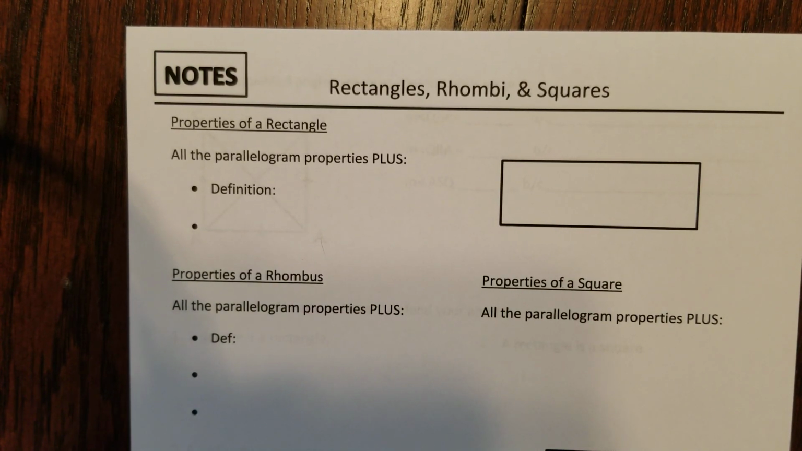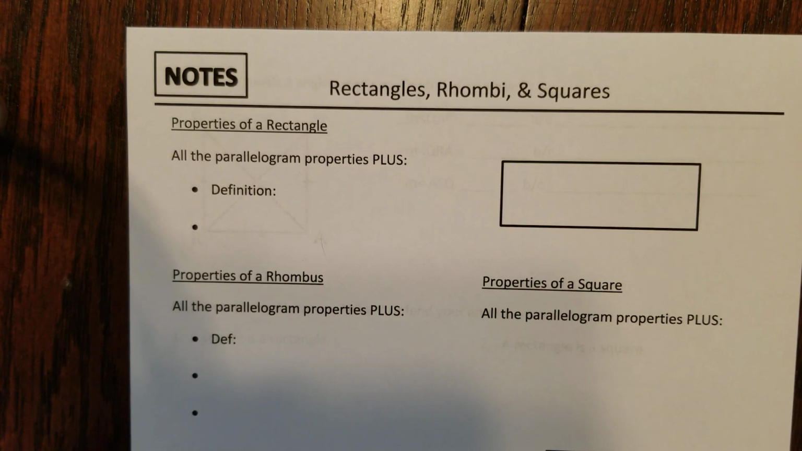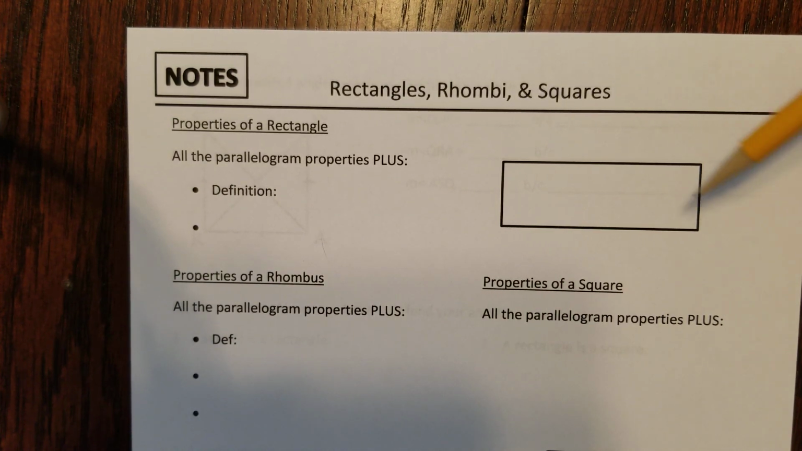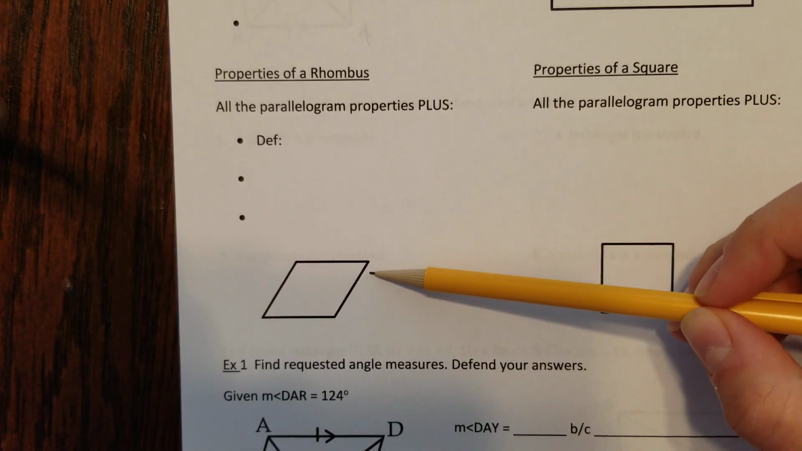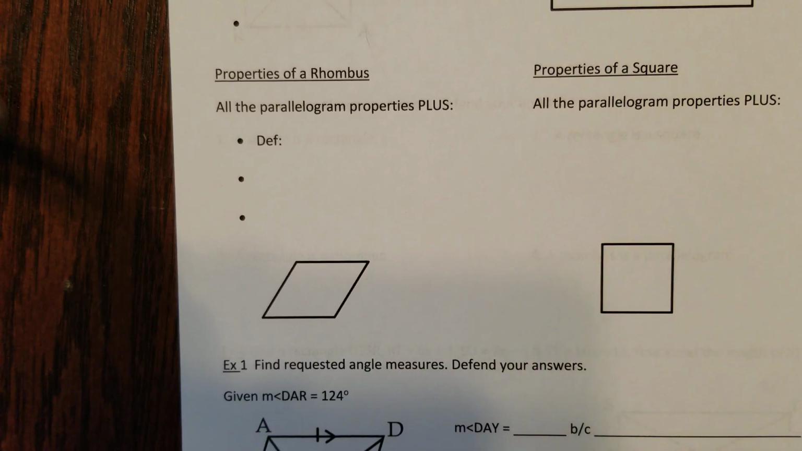Today we're going to be talking about rectangles, rhombi, and squares. So, rectangles, you probably recognize this shape right here. Rhombus looks really similar to a parallelogram. It actually just has a couple special properties, and I'm sure you know what a square is.